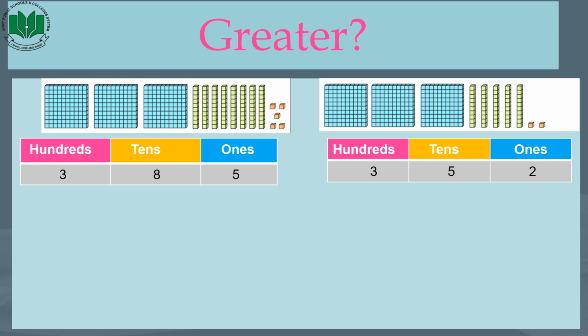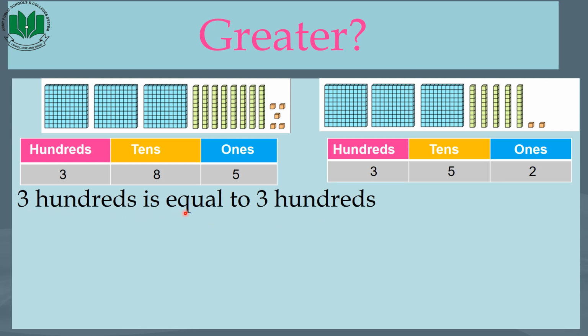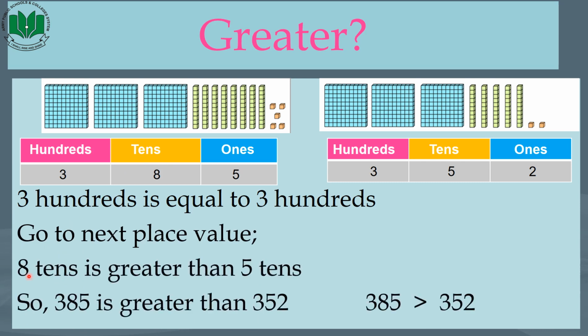Which is greater? Look at the first picture. There are 300, 8 tens and 5 ones. And in the other picture, there are 300, 5 tens and 2 ones. Remember the rule. First, compare the highest place. In this question, the highest place is hundreds. So, 300 is equal to 300. So, what is the third step? Move to the next place, and the next place is tens. So, 8 tens is greater than 5 tens, and 385 is greater than 352, and this is the sign of greater than.